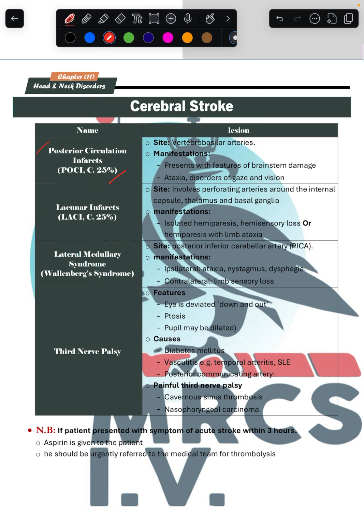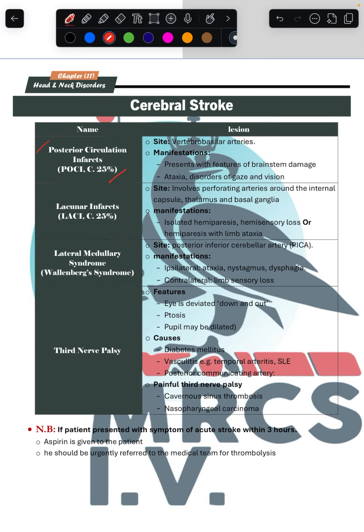Two vertebral arteries join together to form a basilar artery. This basilar artery and vertebral arteries are supplying the posterior part of the brain. So presentation is with features of brainstem damage. This is basically supplying the brainstem. It's very important. So the person is suffering from ataxia, disorders of gaze and vision, occipital cortex as well as cerebellum. So posterior circulation infarcts, POCI, are around 25% of the infarcts.